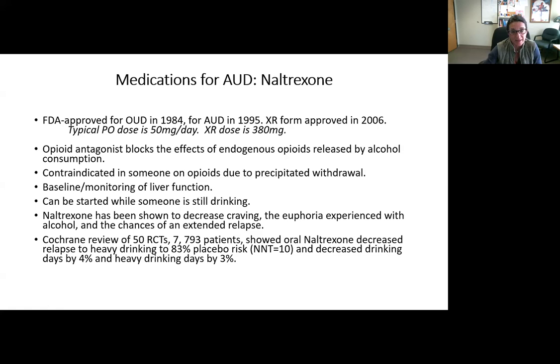It is an opioid antagonist, which is why we cannot use this as a first-line medication for our folks who also have opioid use disorder and are currently either using or on medication for opioid use disorder. I'll touch upon that again at the end. But when taken for AUD, what it's doing is blocking the effects of endogenous opioids that are released by alcohol consumption, essentially blunting or blocking that reward pathway in the brain.